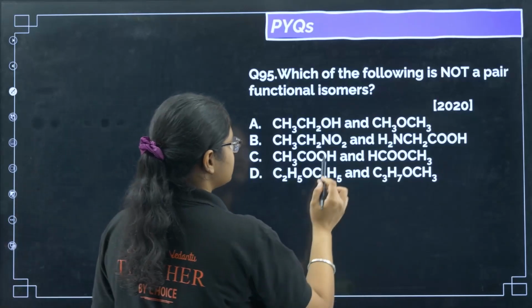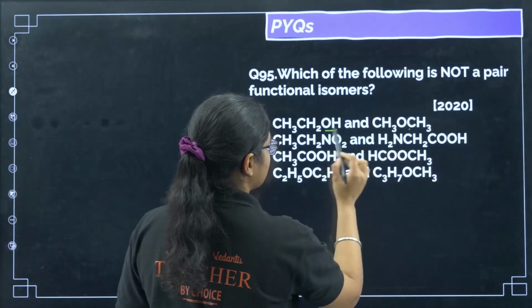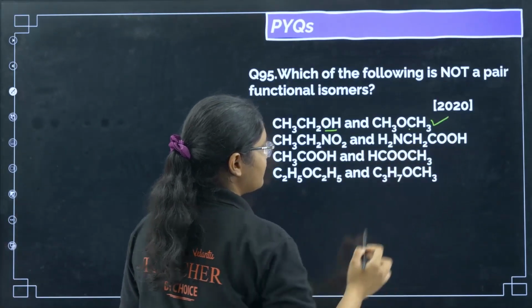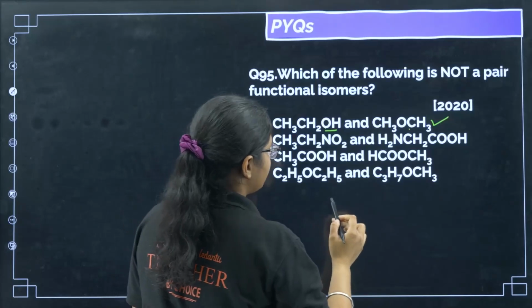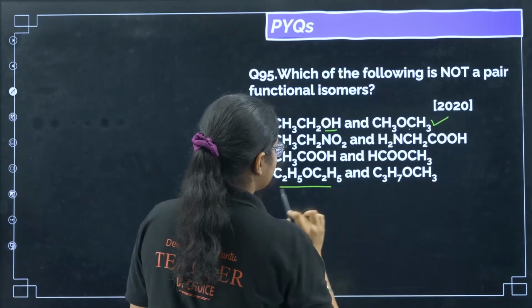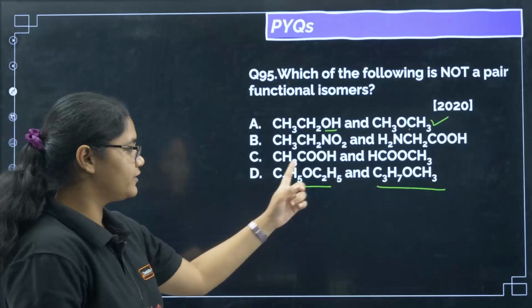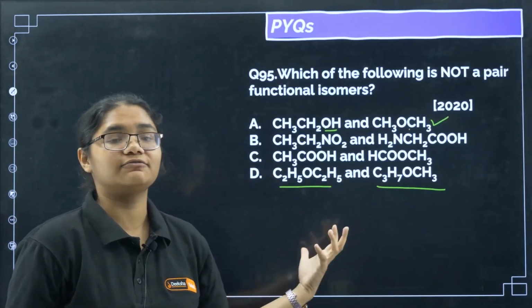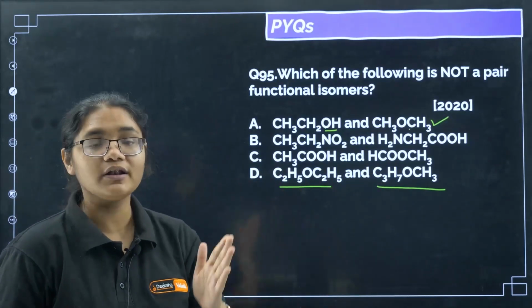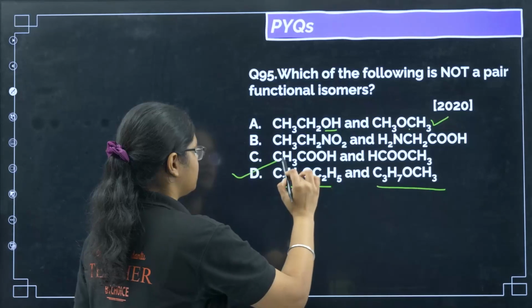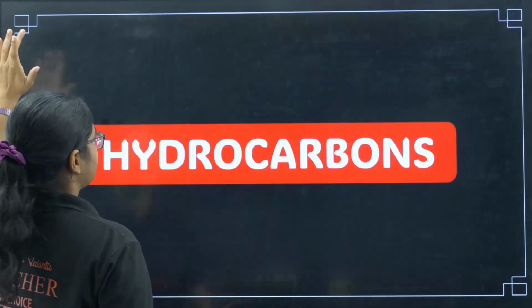Next, last 5 questions: which of the following is not a pair of functional isomers? So functional isomers, you can see OH and this one, right, alcohols and ethers, they are functional isomers. And if I see here, this one C2H5OC2H5 and C3H7OCH3, both of them are ether groups. But what is the difference here? These are metamers, they are not functional isomers, so here we will have option number D.